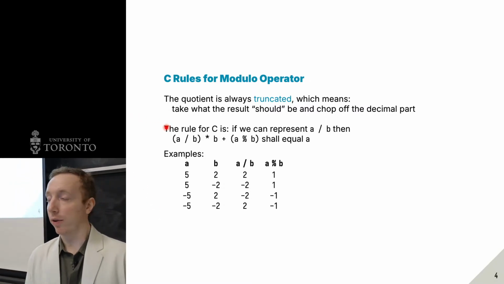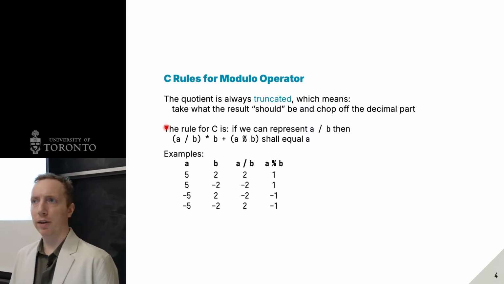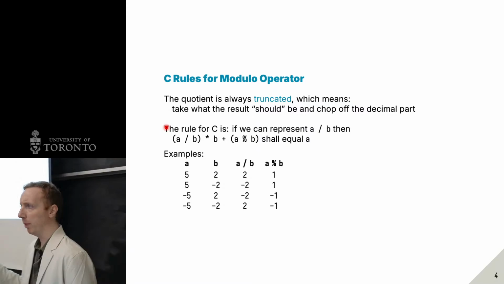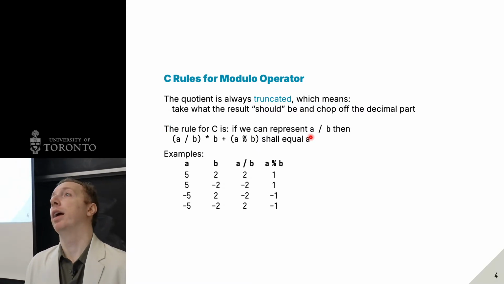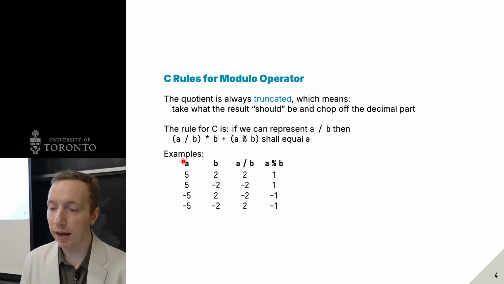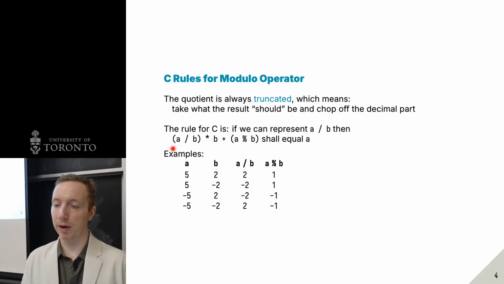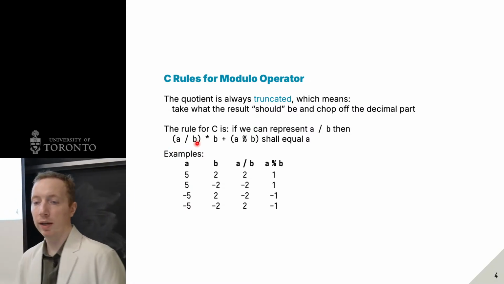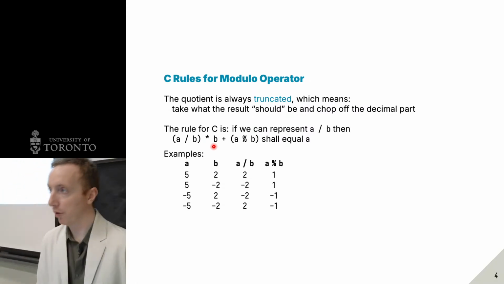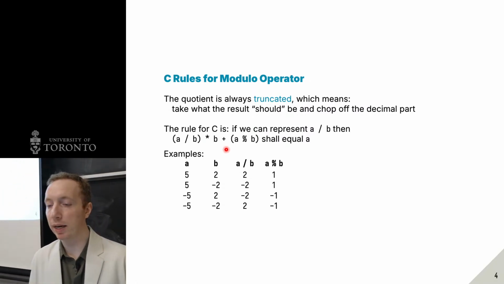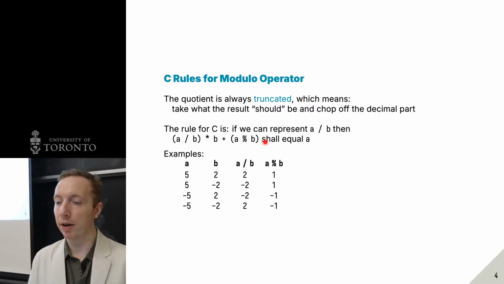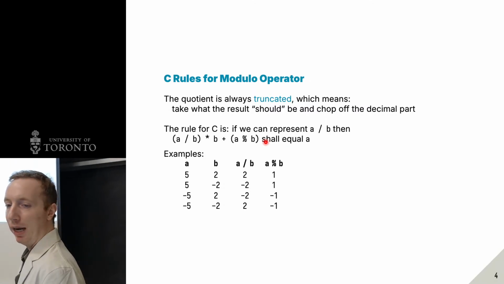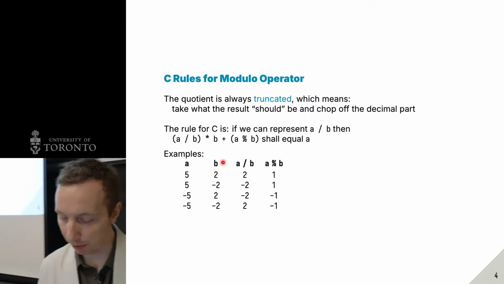So, there's also a rule for C to say what the result of a division should be, or the remainder, which says that if I can represent A divided by B, then this equation should be true. So, if I do A divided by B, which gives us the quotient, and then multiply it by B, so multiply it by what I'm dividing by, and then add essentially the remainder, the result of that should be equal to A, which seems to make sense, but it behaves a bit weird with negative numbers.